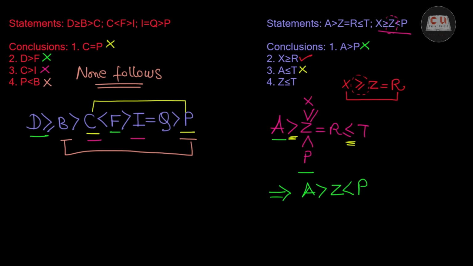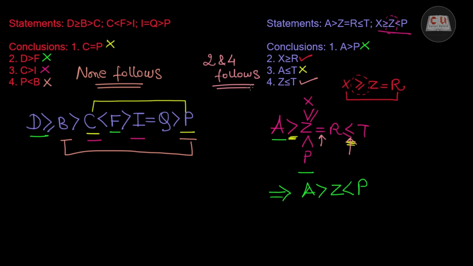And finally, we have between Z and T. Again straight. Now we have two symbols. One is the equal to, one is the less than equal to. So this has the higher priority, less than equal to. Thus, this one would follow. So in this question, the answer is going to be option 2 and 4 follows.